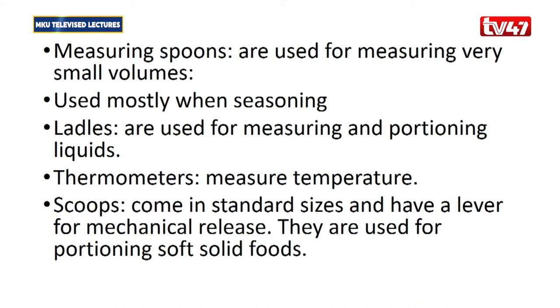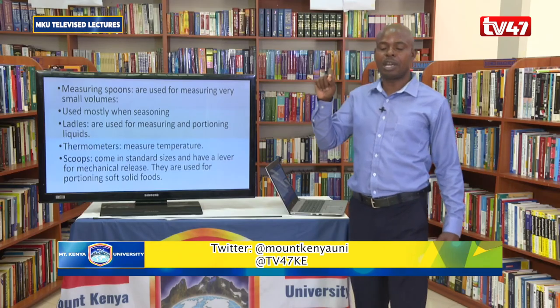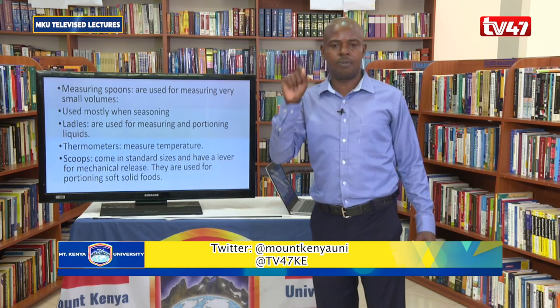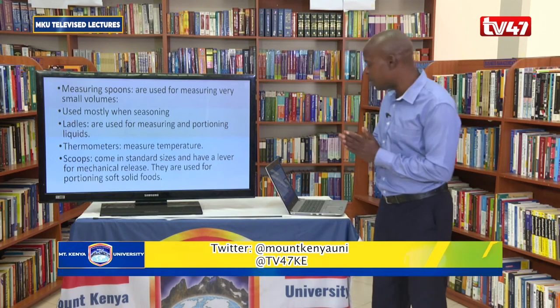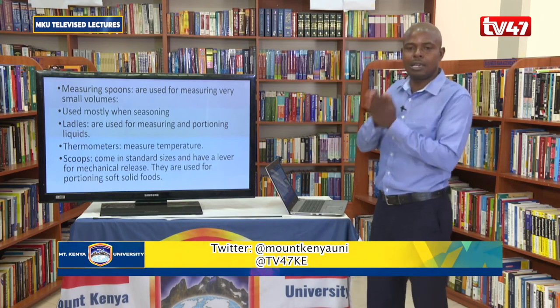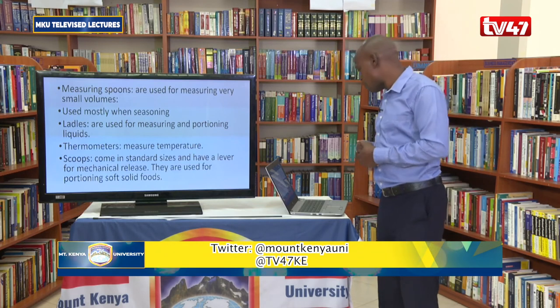And then we have scoops. Scoops are normally standard sizes, and they are used for portioning soft solid food, like ice cream. We have scoops for ice cream, and also for mousse and others. We have a thermometer. A thermometer is equipment that is used to measure temperature. As we said, if you are told to cook a certain food at a given temperature, then you will have to use a thermometer. If you are told to store food at a given temperature, then you will also have to use a thermometer.